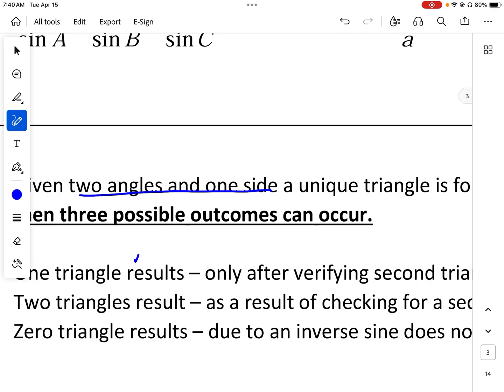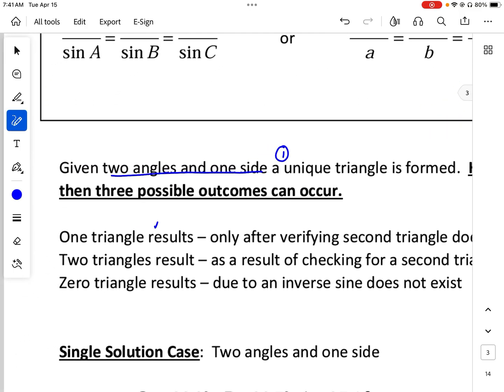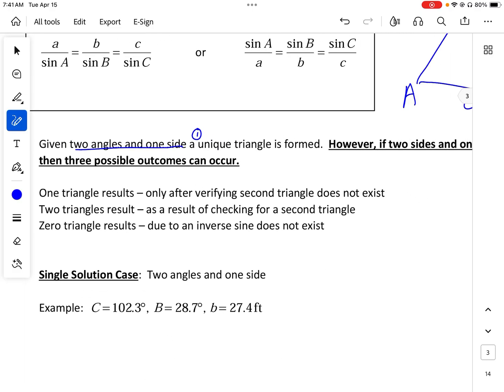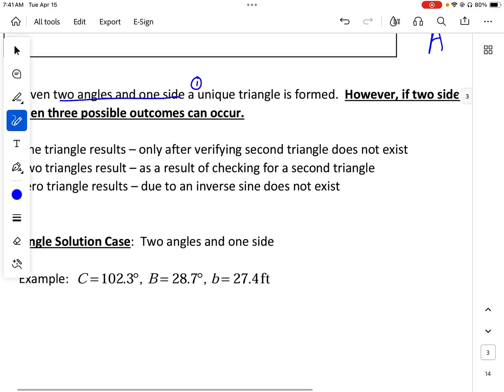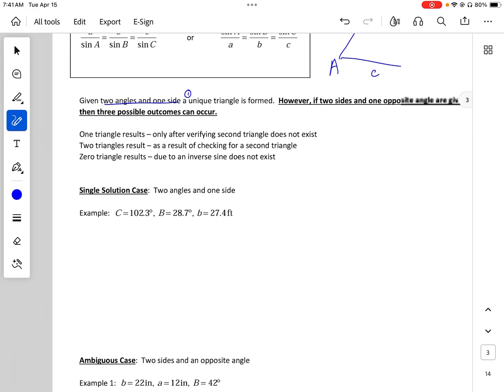Given two angles and one side, a unique triangle is formed. So if you have two angles and one side, you just have one unique triangle. However, if two sides and an opposite angle are given, then there are three possible outcomes that can occur, and you have to find those. One triangle results only after verifying a second triangle does not exist. Two triangles result as a result of checking for a second triangle. Zero triangles result due to an inverse sine that does not exist.